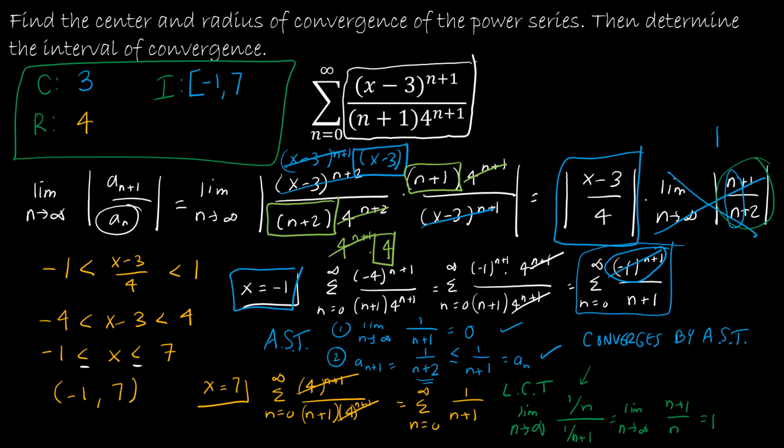And the limit comparison test says if you get a limit that is finite and positive, and it is both finite and positive because it's greater than 0 and it's an actual value and not infinity, then they both converge or they both diverge. Well, I already knew that this guy diverged, and so therefore this diverges by the limit comparison test, which means 7 is not included, and that should be an open bracket.